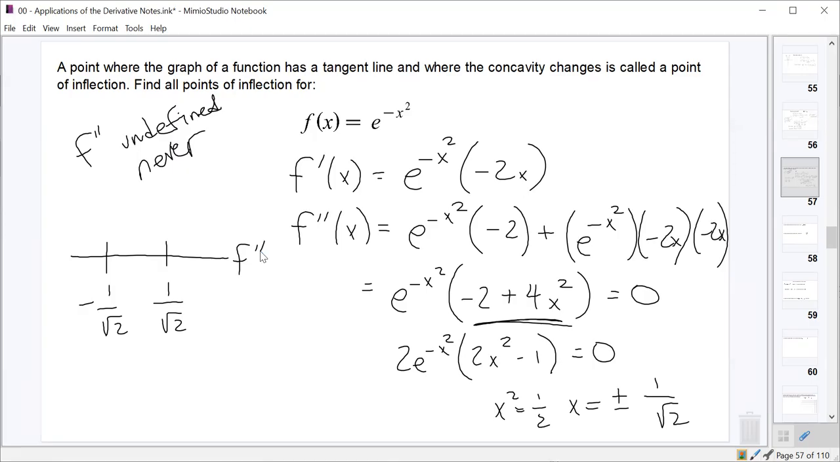So I'm going to put this up here at the top. f double prime of 0. Well, if I plug that in, 2 times e to the 0 is a positive number.